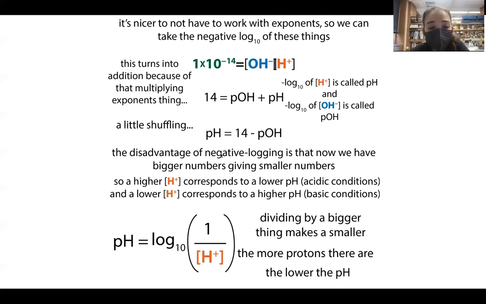And so the disadvantage of doing this logging is that now we have bigger numbers corresponding to smaller amounts of protons. And so when we have a high pH, that's actually a basic or alkaline solution, whereas when we have a low pH, that's an acidic solution, so you have a lot of protons. And so the more protons there are, the lower the pH.